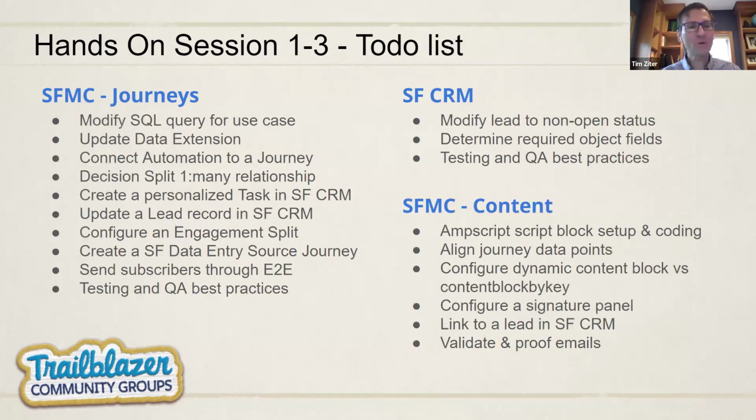So today we've got quite a bit of a list to do, so we'll tackle as much as we can get through. Just some of the key things we're going to be working on on the journey side: we're going to be modifying that SQL query with slight tweaks to get it ready for our journey. We're going to update the data extension as well. We're going to connect that to the automation, so we'll be able to make that connection to the journey. And then we're going to start filling out the activities that Maggie had laid down in the journey itself.